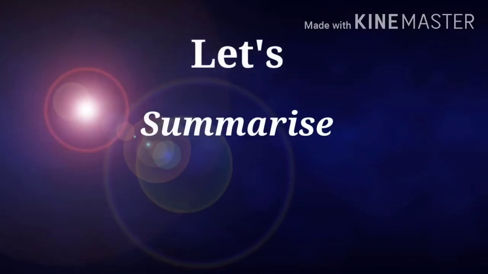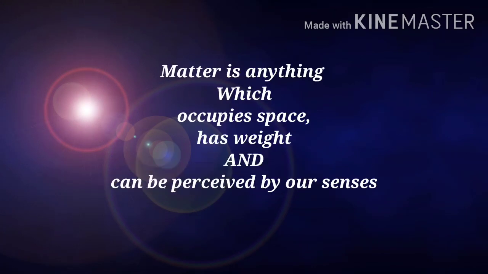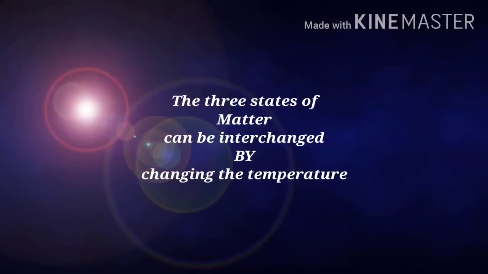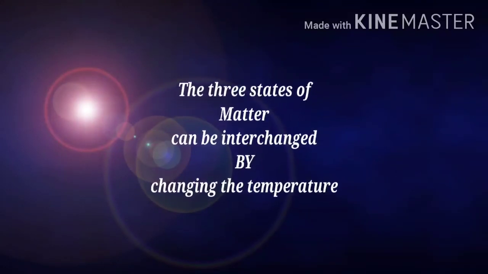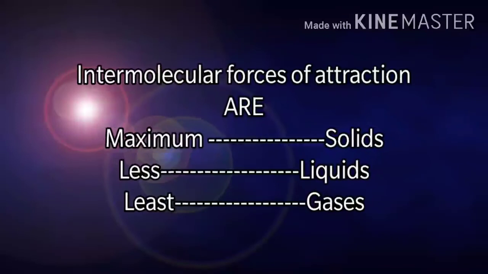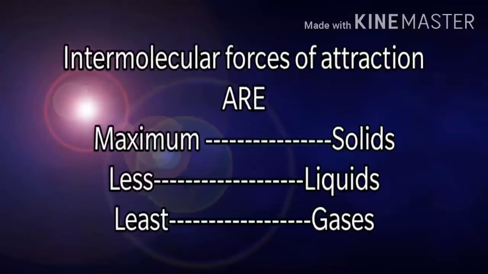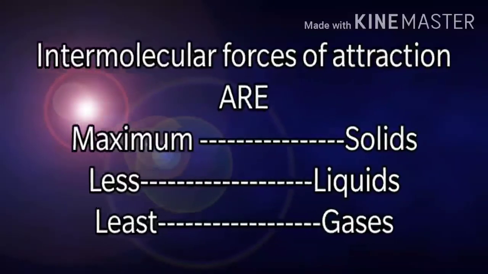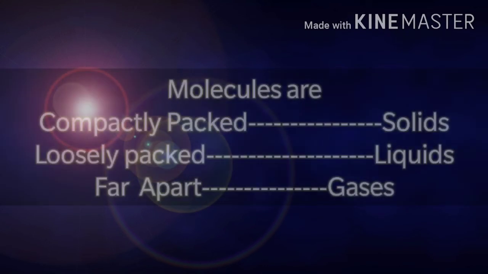Hope you have understood. Now let's summarize the entire lesson. Material is a substance which is used to make an object. Matter is anything which occupies space and has weight. The three states of matter can be interchanged by changing their temperature. Intermolecular forces of attraction are maximum in solids, less in liquids, and least in gases. Molecules are compactly packed in solids, loosely packed in liquids, and far apart in gases.